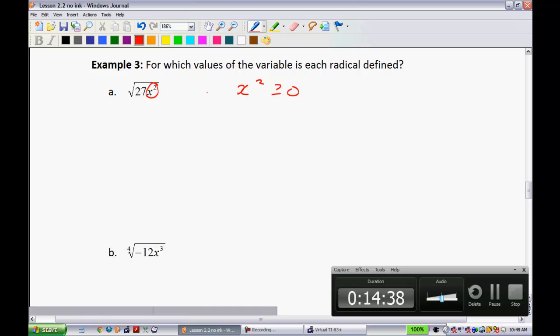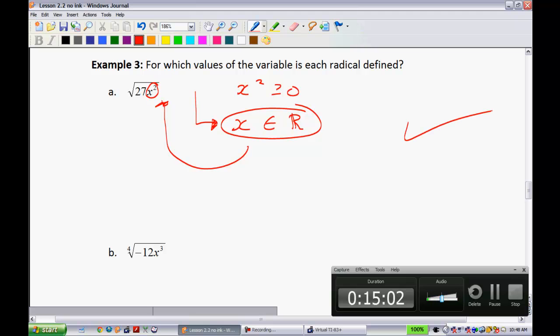All right. So therefore, x is a member of the reals. X can be anything. That is what that means. Let me show you what I mean. If I take any number and put it in here for x, doesn't matter, negative, positive, decimals, whatever you want, put it in there and square, it will become positive. Then if you take a positive number and multiply it by this positive 27, you can take the square root of anything that's positive, so you know that we are good to go.